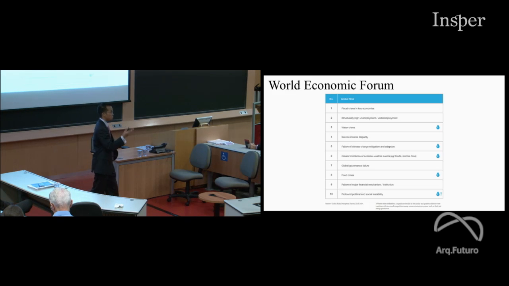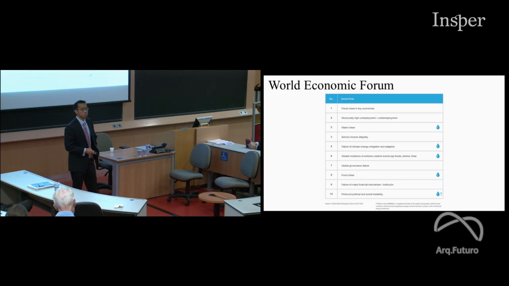Food crises. Obviously, food is linked to water. We won't have food without water. And then potentially political and social instability. So again, that whole issue that water boundaries do not align with geopolitical boundaries.